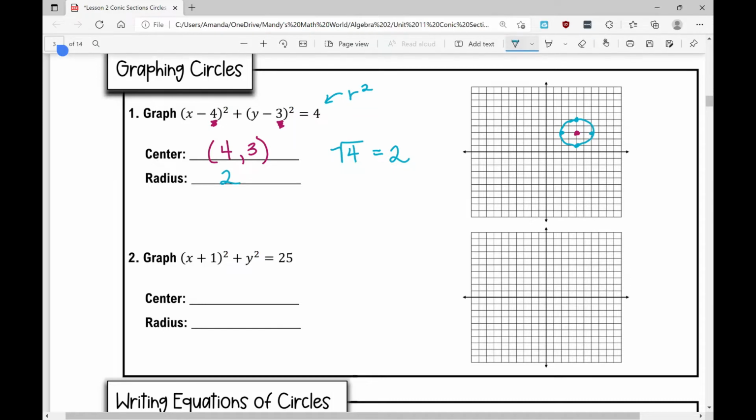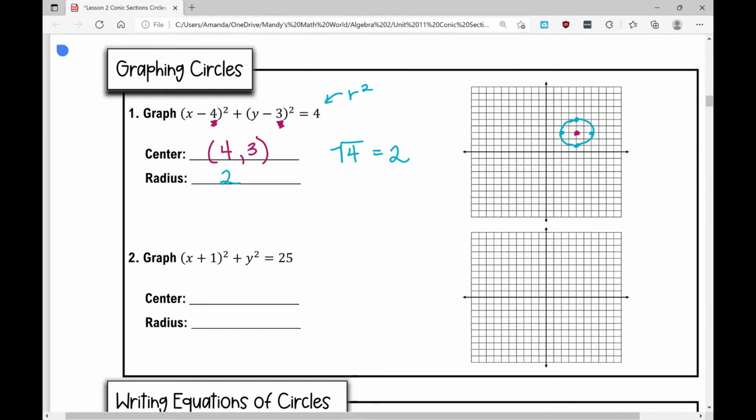Let's move on to example number 2. In example number 2, the center point is, this is (x plus 1) squared, and remember you're going to take the opposite of what that is.